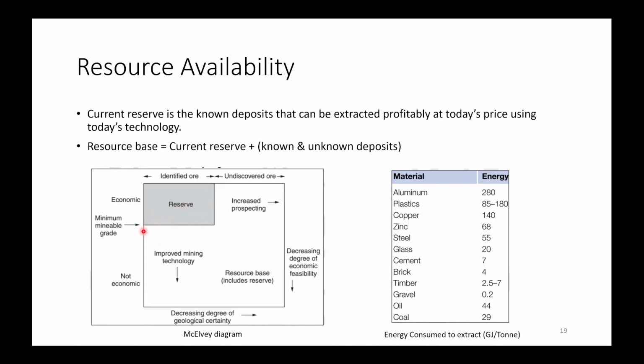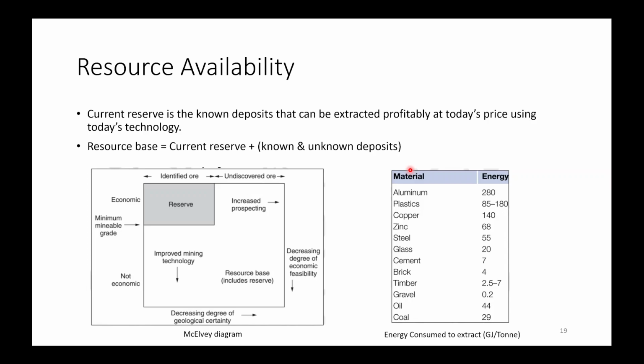So if we are moving downward, then we will be having minimum mineable grade. So the grade of the mineral will be depleted in that particular element, so we will be required to improve our mining technology, and it won't be economic. If we move to this side, then this is the identified ore and we will be requiring undiscovered ores. So it will require increased prospecting, and it will decrease the degree of geological certainty. And if we are going downwards, then it is a decreasing degree of economic feasibility.